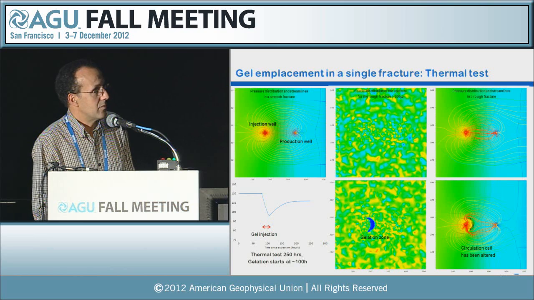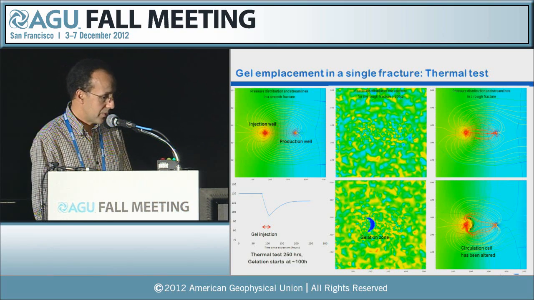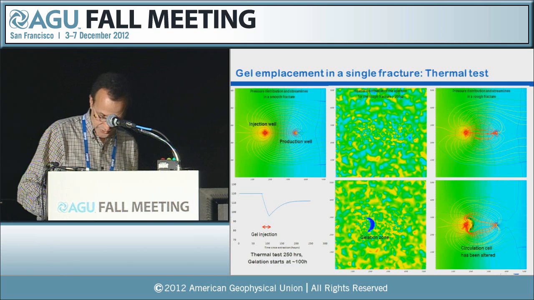So, an example of how to apply it to enhance the thermal extraction. Here we are showing, where's the pointer?